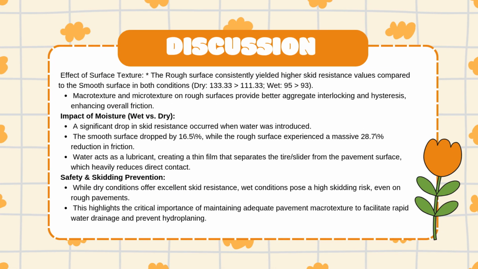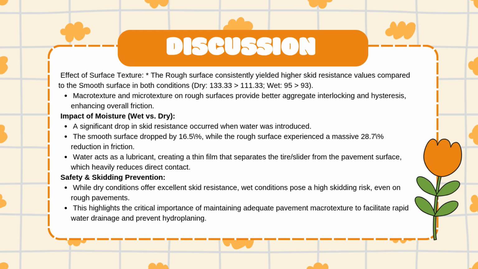Looking at the surface texture, our data clearly shows that the rough surface provides superior frictional properties compared to the smooth surface. In dry conditions, the rough surface achieved an average value of 133.33, while the smooth surface achieved 111.33. Even when wet, the rough surface maintained a slight edge. This is because the rougher pavement texture offers better aggregate contact and interlocking, which directly increases the friction coefficient.